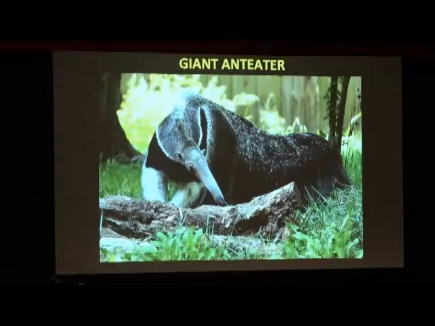Of course, where there are ants and termites, there are giant anteaters. Over a third of all animal species in the world live in the Amazon basin. There are approximately 800 different species of mammals alone. They range in size from the tiny pygmy marmoset to tapirs and jaguars.